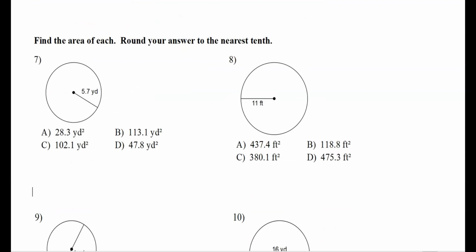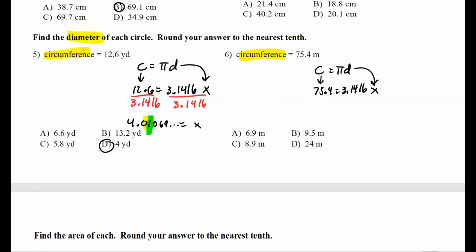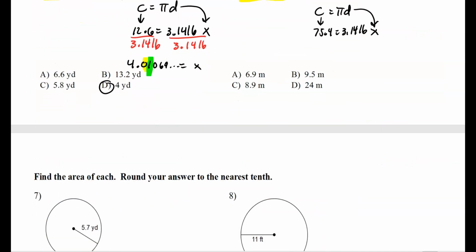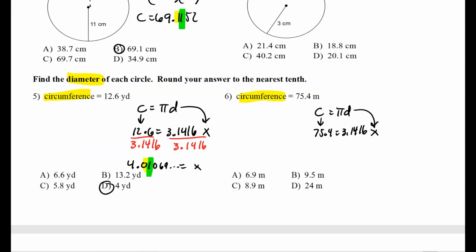Now, we're going to switch to area. So circumference is the distance around the circle. That's what you did in 1 through 4. In 5 and 6, I gave you the circumference, and you gave me, in turn, the measure of the diameter. So for instance, in this circle right here, this diameter is about 4. If you have a distance of 12.6 yards around the circle, your diameter is 4. And this circle right here, if you have a distance around the circle of 75.4, you got to figure out what the diameter is.